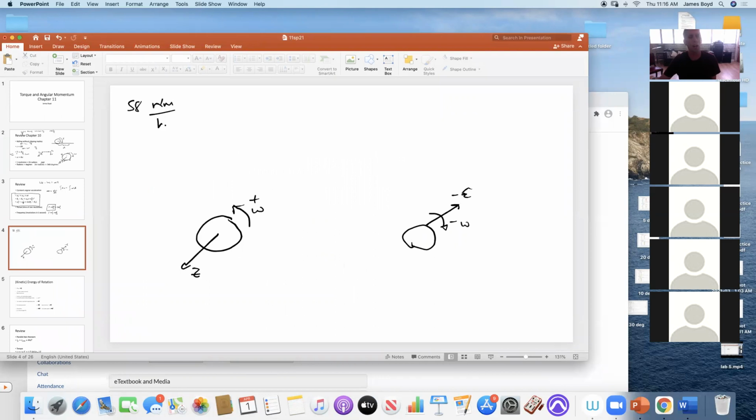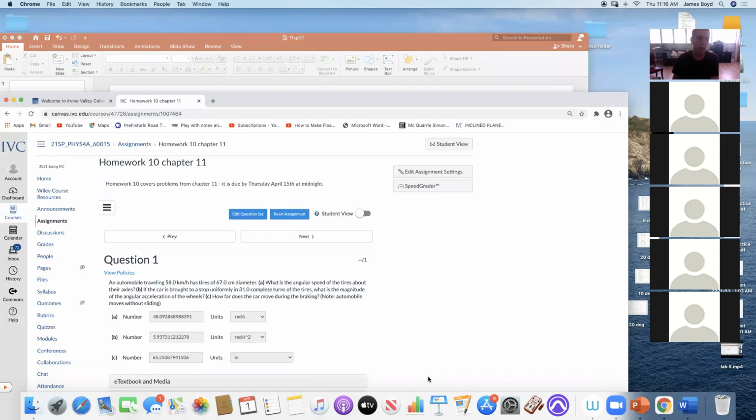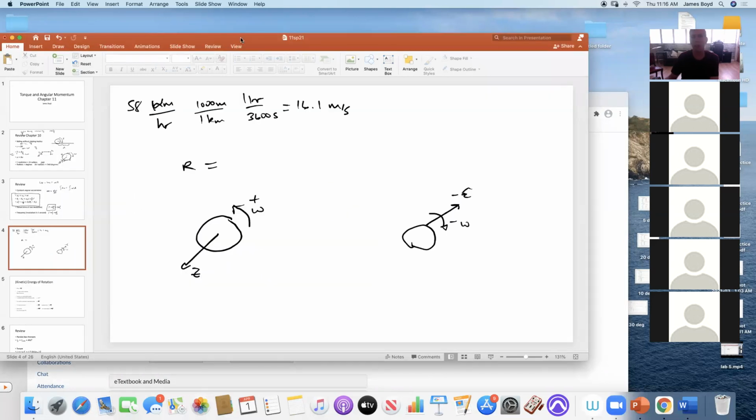kilometers per hour. Remember that in 1 kilometer, there are 1,000 meters. And in 1 hour, there are 3,600 seconds. So this ends up being 58,000 divided by 3,600, about 16.1 meters per second. And we were given R in centimeters because that's what Wiley does, 67 centimeters for me. So that's 0.67 meters. So this is actually your V, and this is your R.